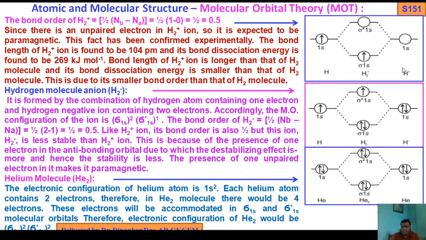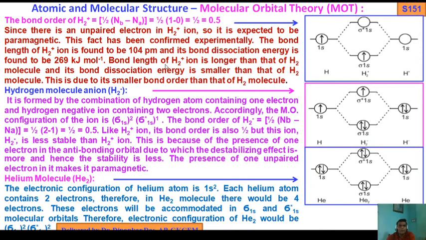Here H plus means it has no electrons, and H means it has 1 electron. So the MO contains 1 electron, as I told you. Since there is an unpaired electron in H2 plus ions, it is expected to be paramagnetic. This fact has been confirmed experimentally. The bond length of H2 plus ions is found to be 104 picometer and its bond dissociation energy is found to be 269 kilojoule per mole.